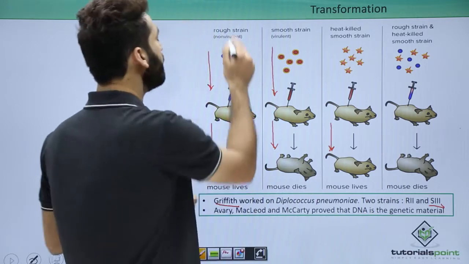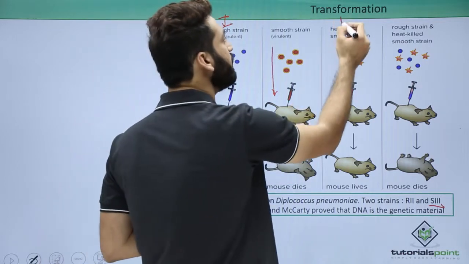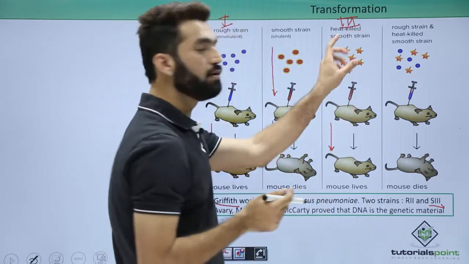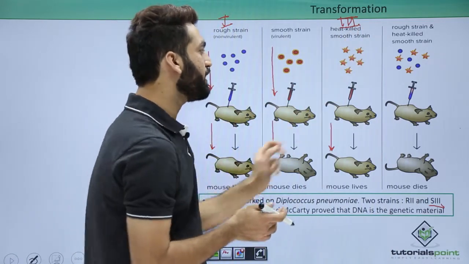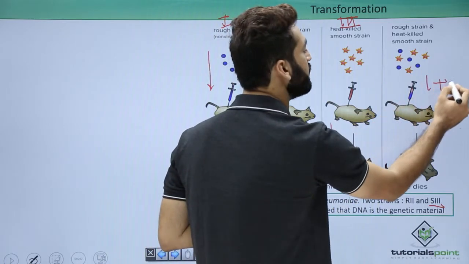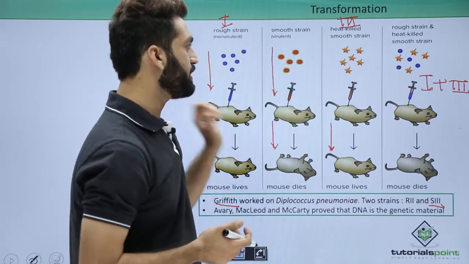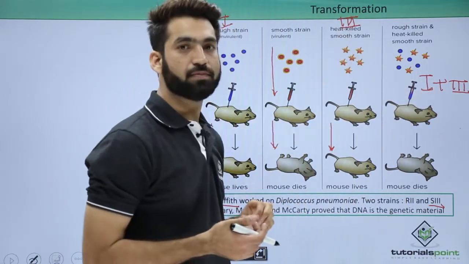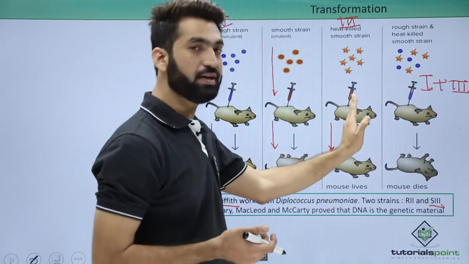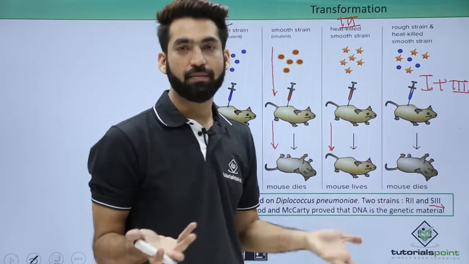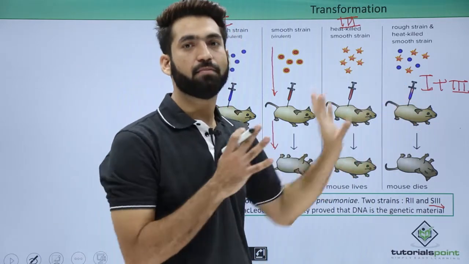Now, in the first experiment, he took the R2 strain where the mice was not dying. In the third experiment, he took heat killed S strain where the mice was also not dying. Now what happened in the fourth experiment? He gave the combination of first and third, and wanted to see what would happen. First means rough strain and third means heat killed smooth strain. To his surprise, the mice died, because it was not dying before, but it died here. So he thought he must be doing something wrong with the experiment. He tried repeating it several times, and again the mice was dying.